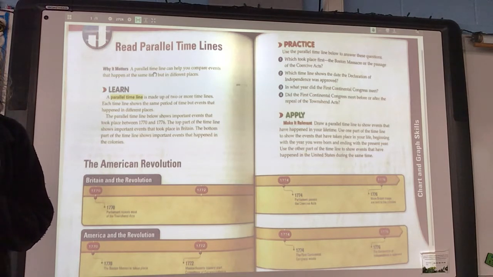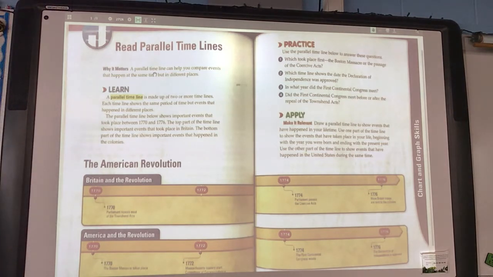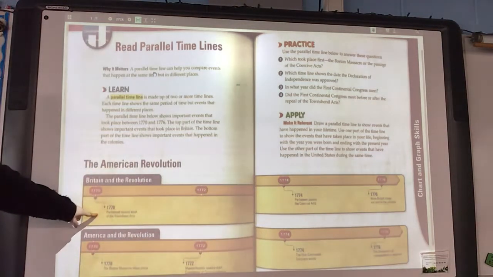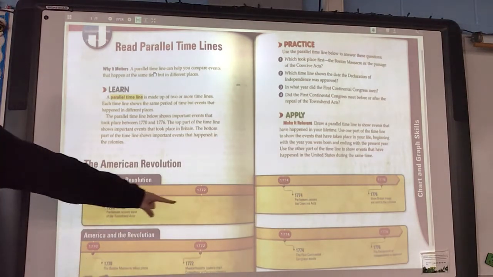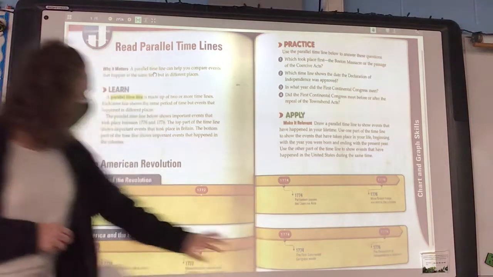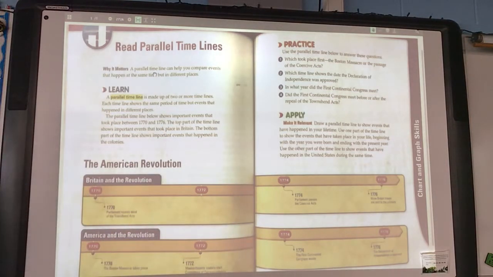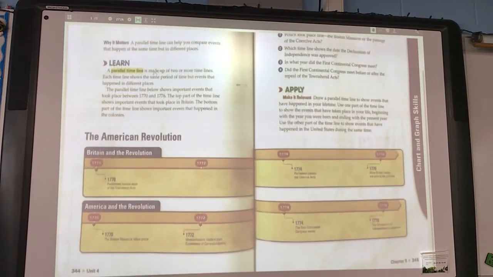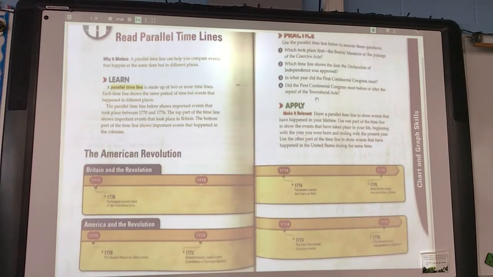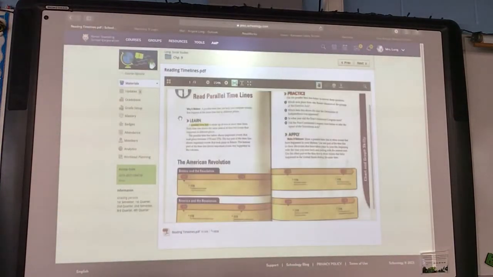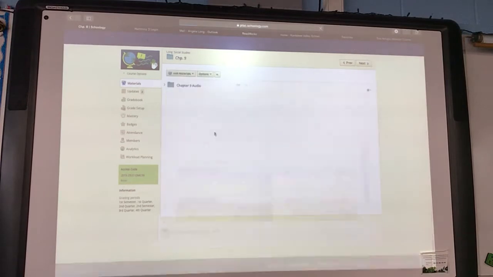John? Townshend Acts were repealed before the First Continental Congress. So this happened before this? No, after. Yeah, the Continental Congress met after the Townshend Acts were repealed. That's why they met. Okay. All right. It says we're not going to draw anything, but that's what you're looking at today. Some parallel timelines. We've talked about timelines. Now you're just looking at two of them.